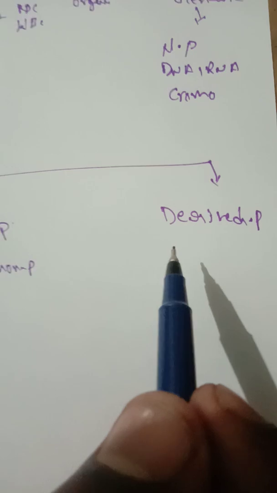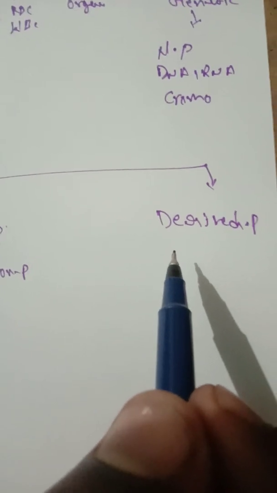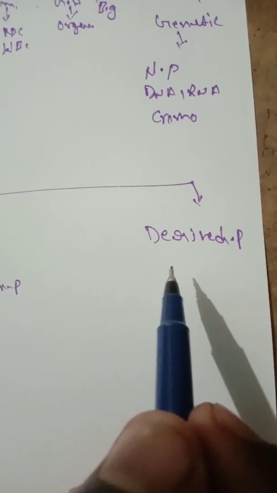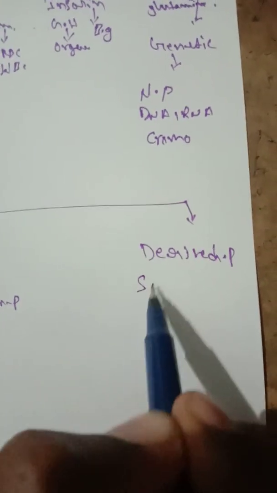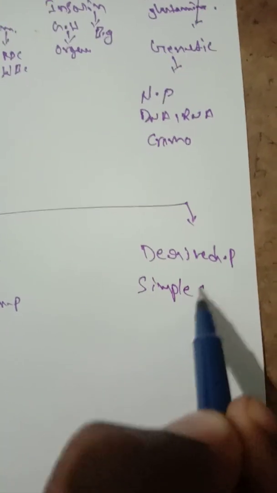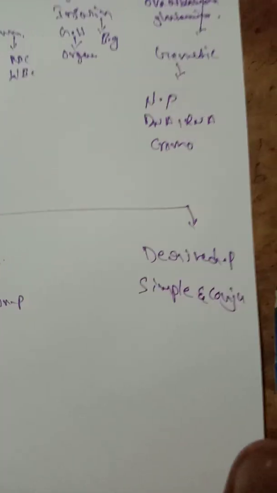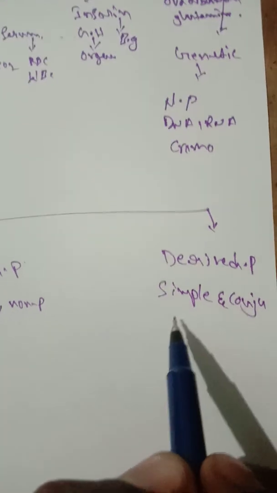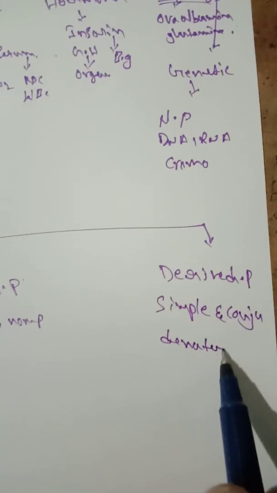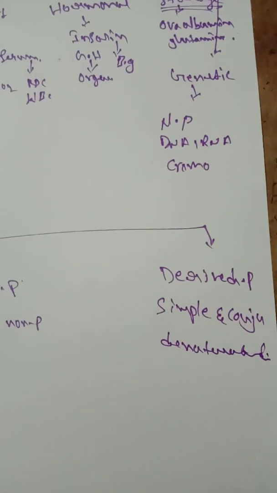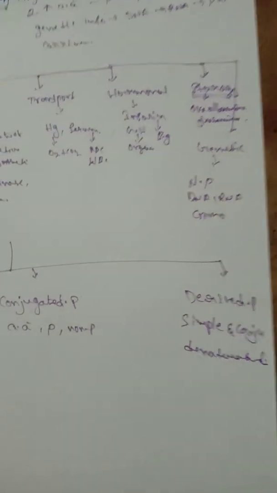The next one, derived proteins. The derived proteins are denatured or degraded products of simple and conjugated proteins. It is a mixing of the simple and conjugated proteins. These are also known as denatured proteins. So this is called a chemical classification.